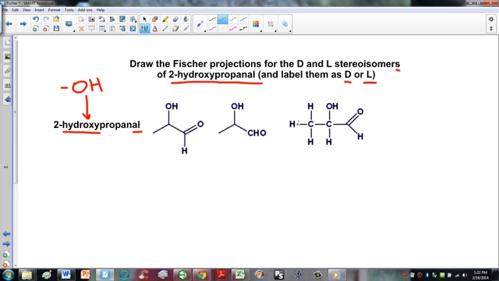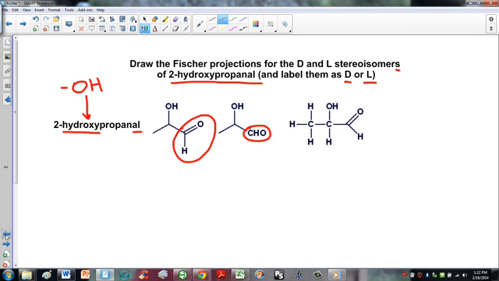Now, I've drawn this 3 different ways. All these are 2-hydroxypropanal. All right. This is the skeletal form. This is the skeletal form with the aldehyde shortcut. And that CHO is a shortcut way of writing out this. If you prefer, we have the expanded form here, but all 3 of them are 2-hydroxypropanal.